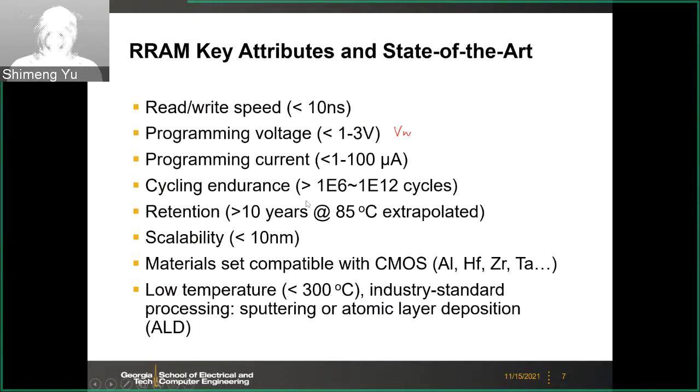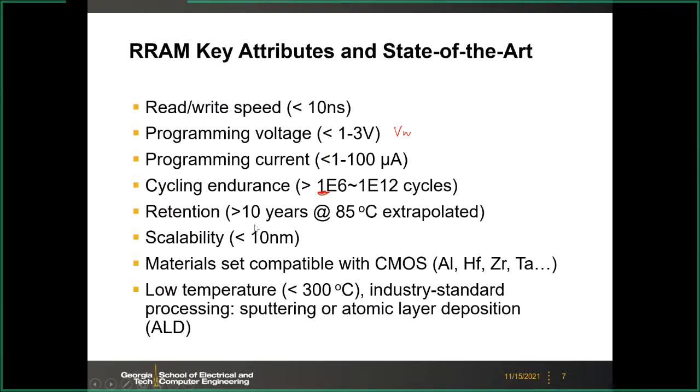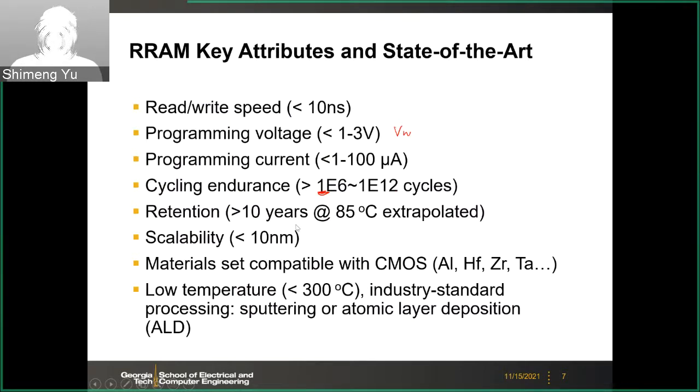Cycling endurance, how many times you can write the data into the device. It has a wide range reported in the literature, typically like 10 to the power 6, and the best reported number is like 10 to the power 12. But I would say most of the devices are on the lower end, like 10 to the power 6. And retention, through this Arrhenius plot, like this 1 over KT plot, you can extrapolate that many devices can sustain more than 10 years at 85 degrees C.